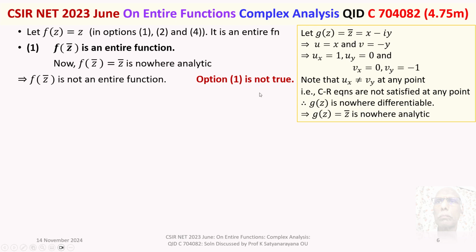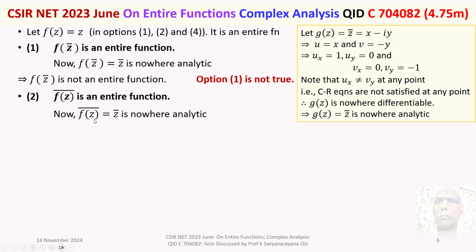Thus, option 2, the conjugate of f of z is an entire function. Again, we take the same function f of z is equal to z. So, the conjugate of f of z is z bar, which we have already seen, is nowhere analytic. Therefore, it is not an entire function. Therefore, option 2 is not true.